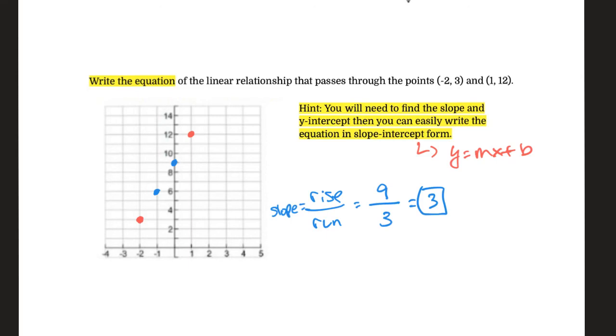Perfect. So now I can clearly see that my y-intercept is right here at positive 9. So my y-intercept is at positive 9. So I have a slope of 3, and I have a y-intercept of 9. So I can write my equation now. My equation is going to be y equals 3x plus 9. There you go.